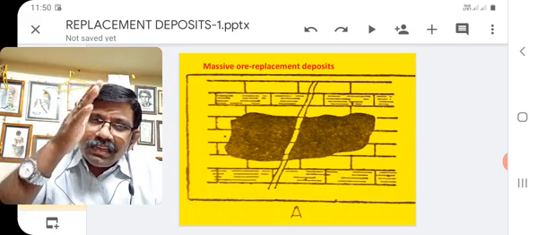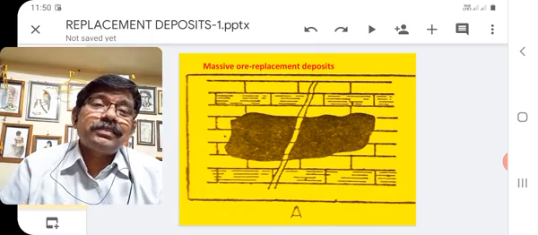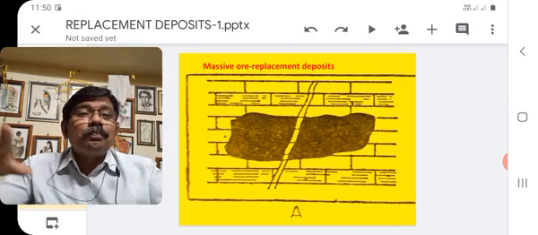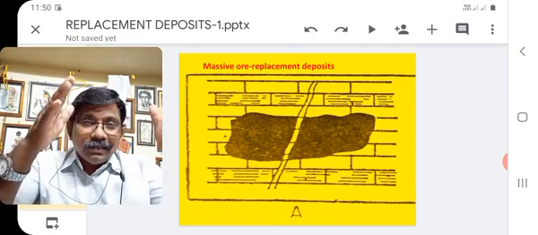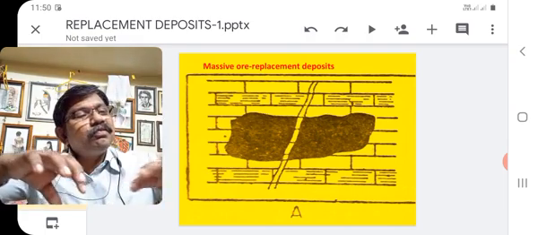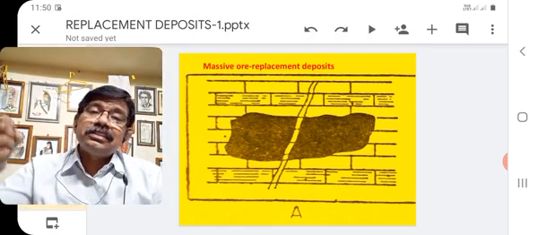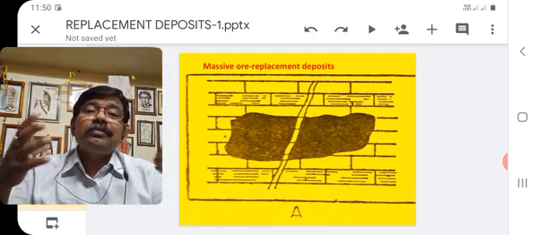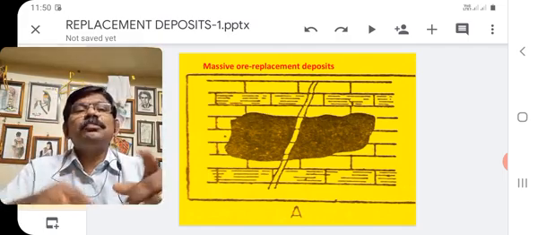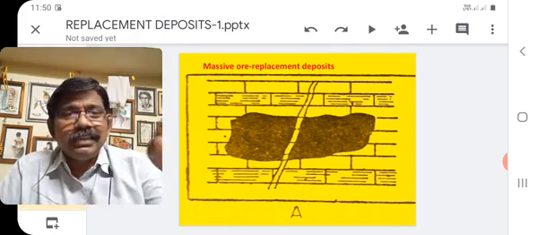A small channel enters into the rock, and what happens when it finds a suitable place in the rock is that, immediately from the fissure, it spreads over whatever available place there is. Depending on its temperature and pressure, it will form the biggest massive deposit, which is shown in black color.